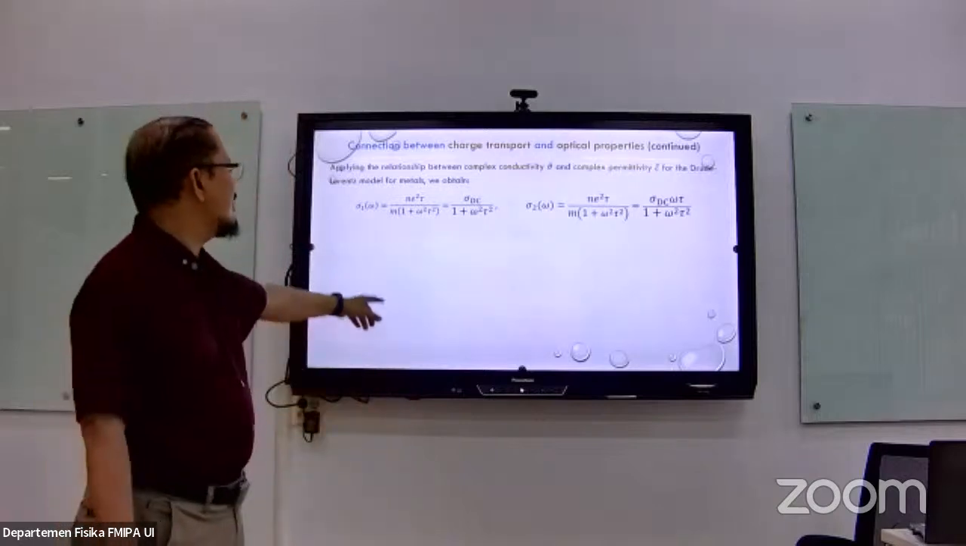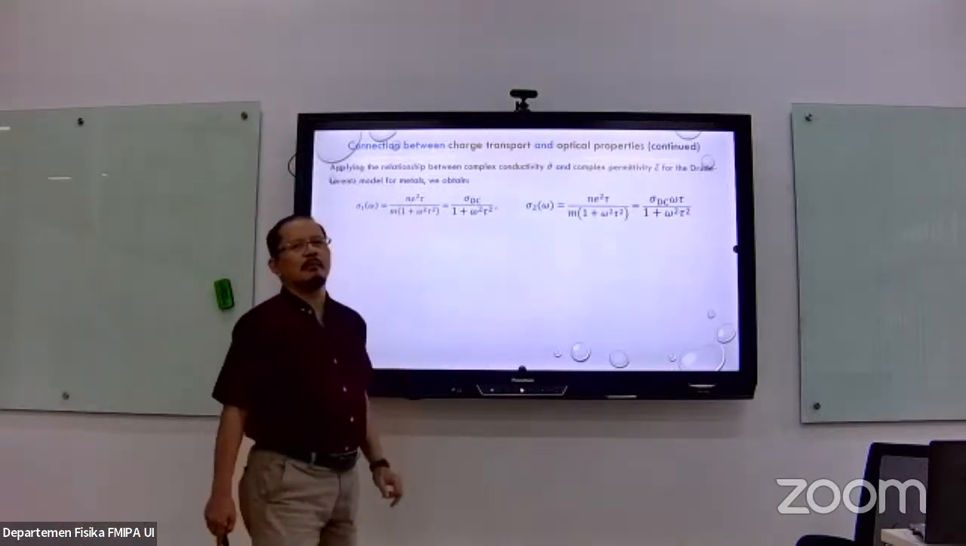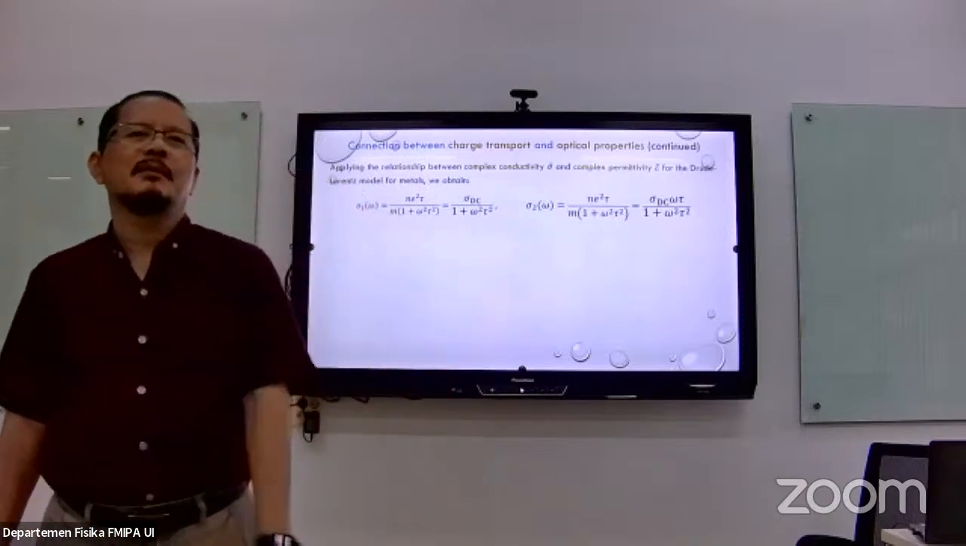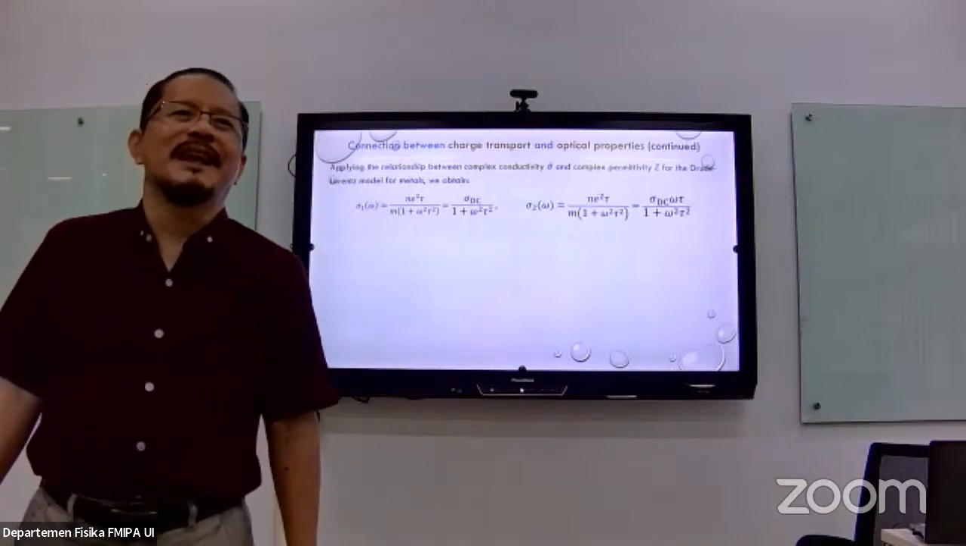And the value is N e squared tau over m. That should be something that you have learned from Dr. Adam, I believe. If not, then something is missing.